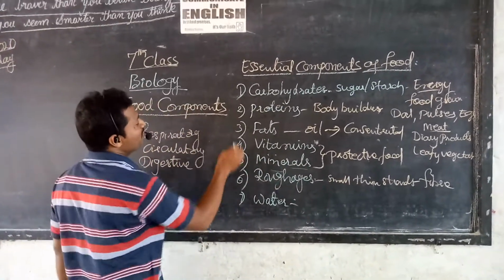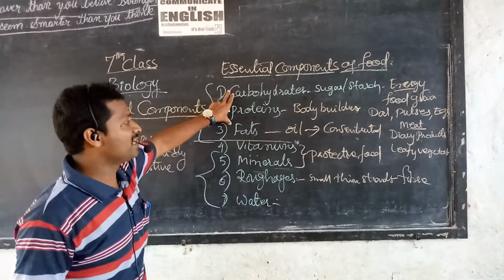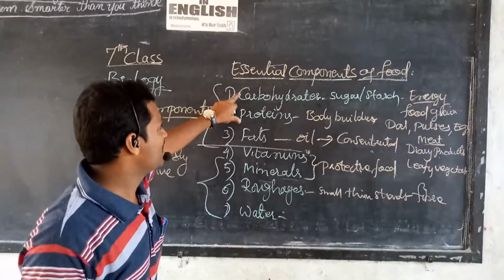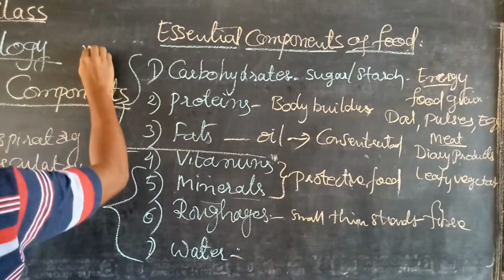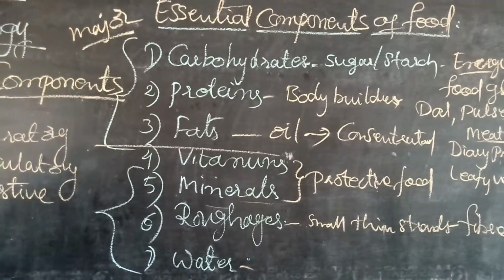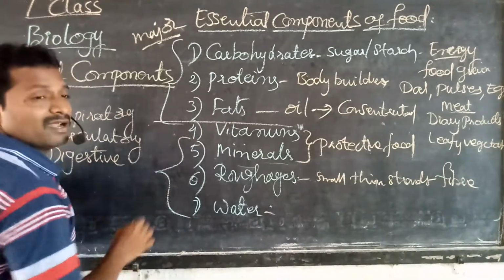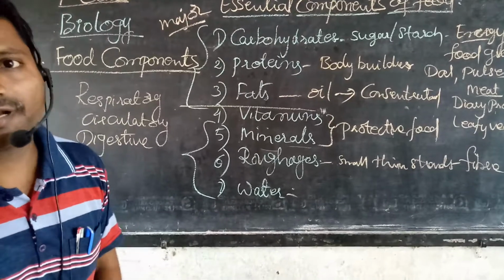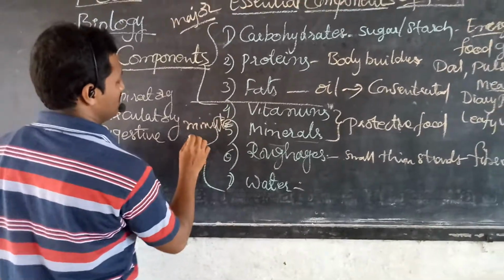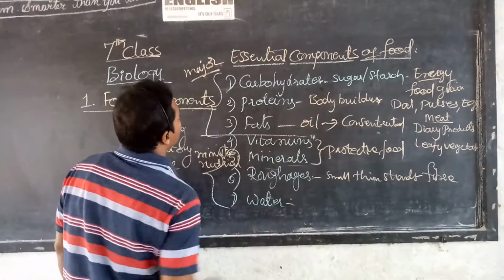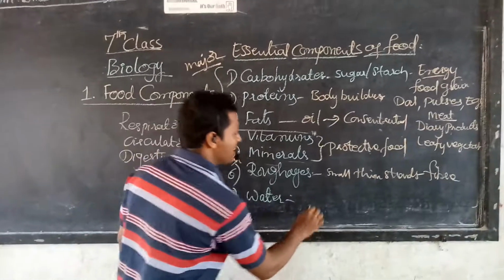All these essential components we can divide into two categories. The first three components are required by our body in more quantity. What are they? Carbohydrates, proteins and fats. These three are required in more quantity, that's why they are called major nutrients or major components of food. And the remaining three, vitamins and minerals, and roughages, our body requires in minimum, minute quantity. They are called minute nutrients. Totally, if you take all these components in the required quantity, that is called a balanced diet.